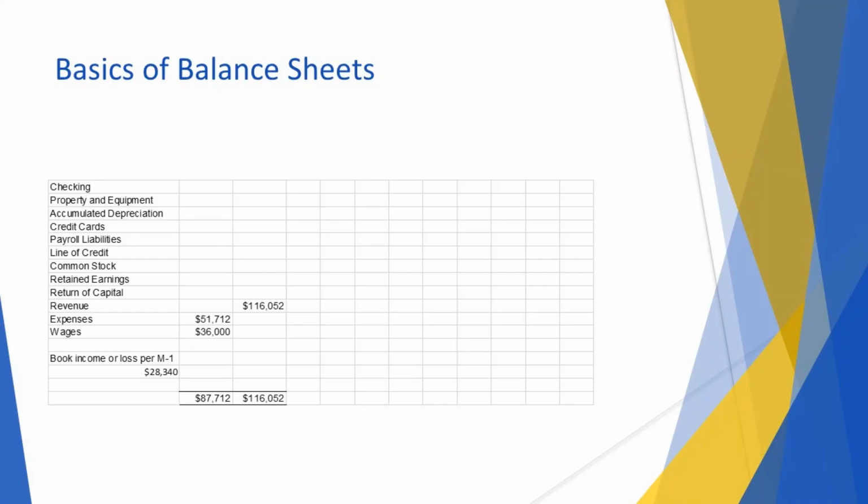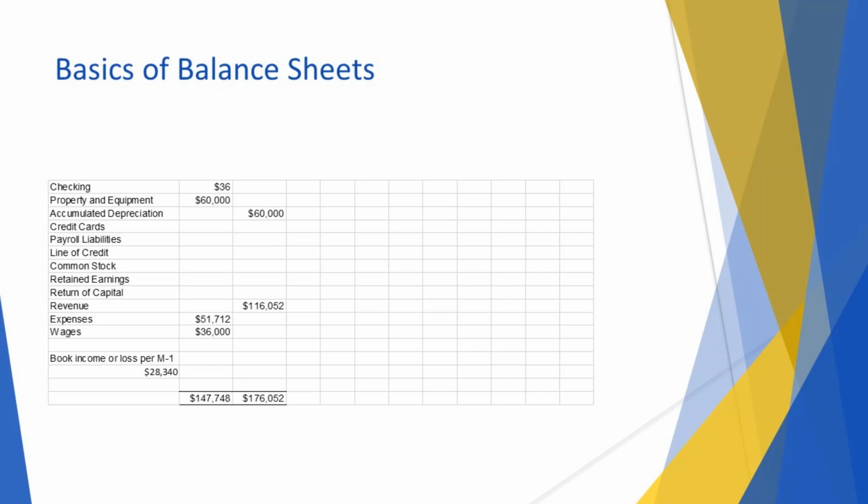Step 1. Enter Sally's revenue and expenses. This gives her net income per books of $28,340. Notice on the bottom, we are not in balance. Trial balance must balance in order to produce a meaningful balance sheet.